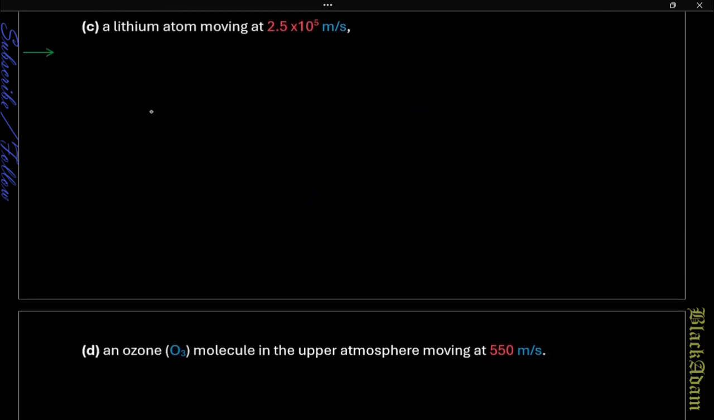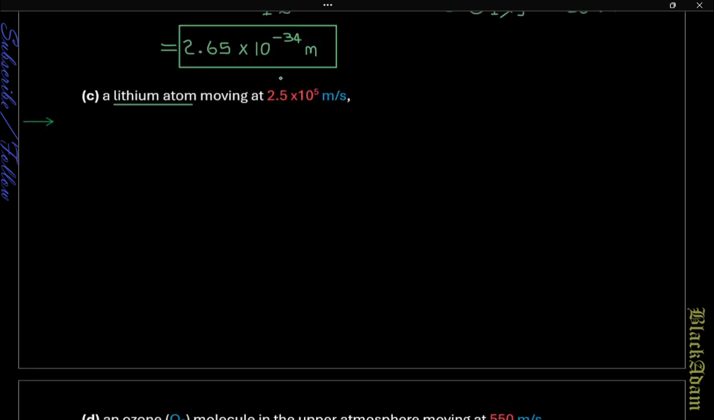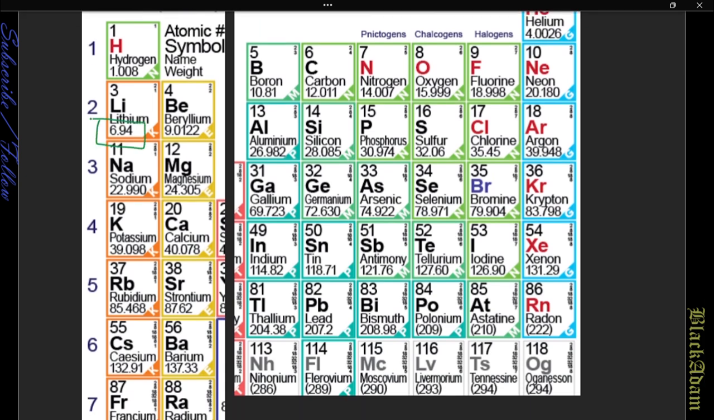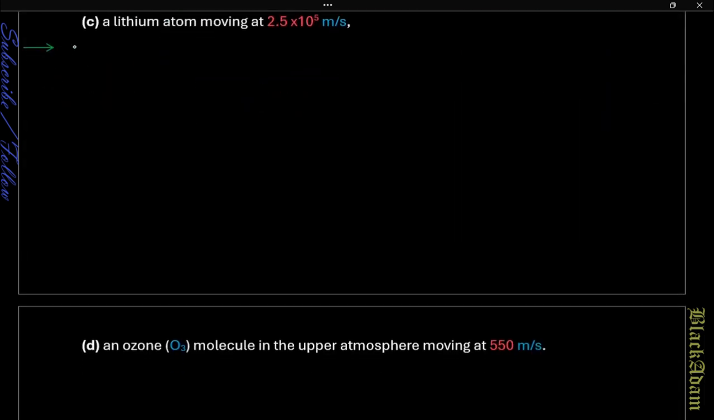And then coming to C, we have a lithium atom moving at 2.5 times 10 to the power 5 meters per second. So the atom is moving that fast. So we need to find the mass. 1 mole gives us 6.94 grams of lithium. That will also be 1 mole, that's equivalent to 1 mole of lithium.